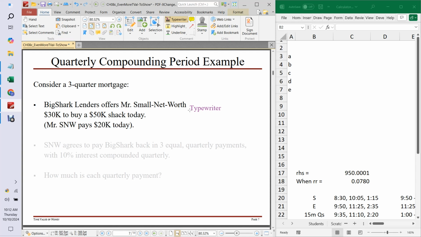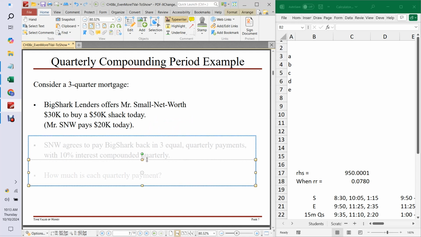Small Net Worth, and a new lender called Big Shark Lenders has come on the scene and said, hey, we can loan you that same $30,000 as that other stinking mortgage company, but you want to work with us because instead of making payments every year, 3 of them in total, you're going to make us just 3 payments, but you're going to be done in 3 quarters. You're going to make 3 payments, 1 at the end of each quarter, and then you'll own your shack free and clear with no mortgage, etc.